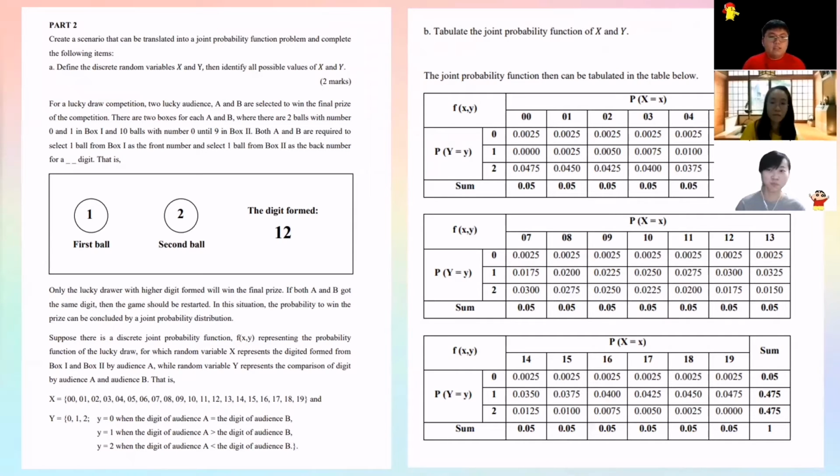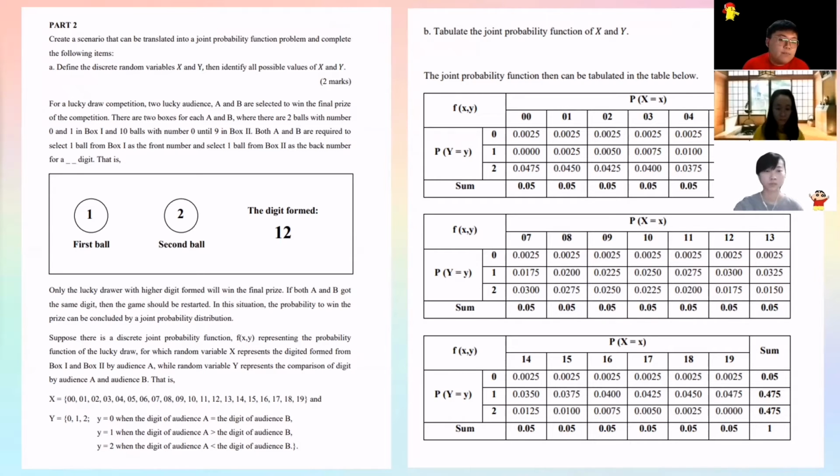So in this situation, we can use a joint probability function to calculate the probability of A to win or of B to win, with different probabilities, and also the probability to restart the game. We define the random variable X as the number formed from box 1 and box 2 by audience A. So that is from 00 until 19.